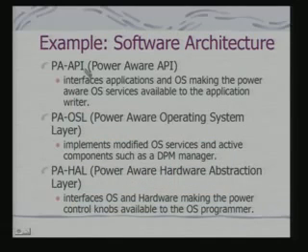So conceptually, a power aware API interfaces applications and OS, making the power aware OS services available to the application writer. The power aware operating system layer implements the modified OS services and active components such as the dynamic power manager. And the power aware hardware abstraction layer interfaces OS and hardware, making the power control knobs available to the OS programmer. What are power control knobs? Just take a simple example: the ability to modify the supply voltage, the ability to control the frequency of operation. If it's a flexible application, do we have the ability to modify it?